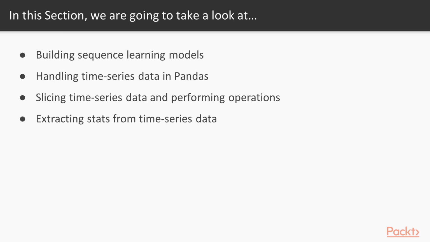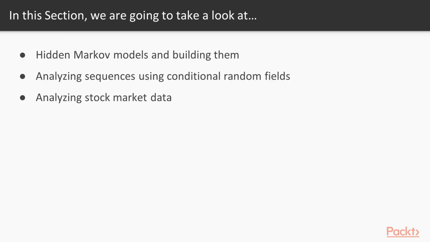various stats from the time series data on a rolling basis. We will learn about hidden Markov models, and then implement a system to build these models. We will understand how to use conditional random fields to analyze sequences of alphabets. Finally, we will analyze stock markets data using the techniques learned so far.